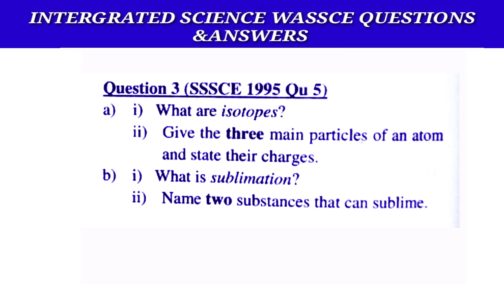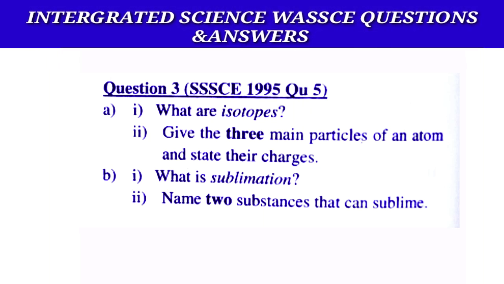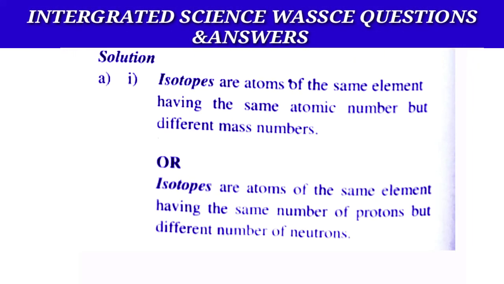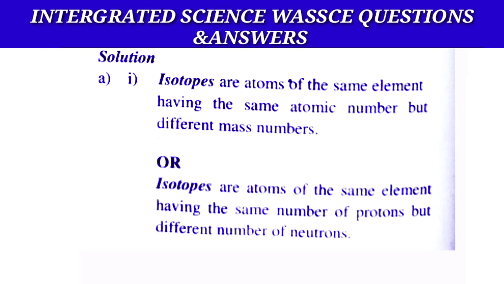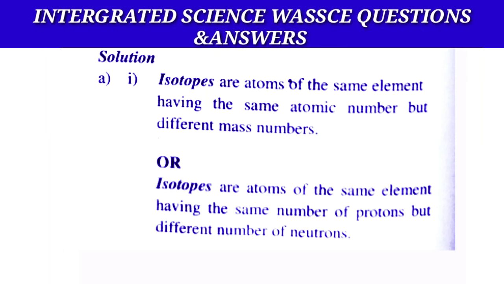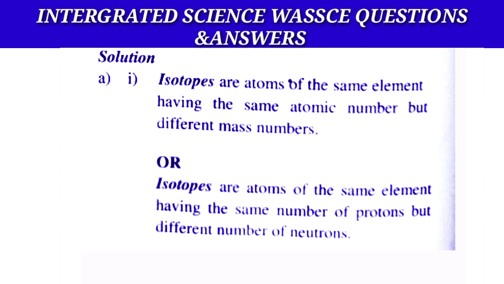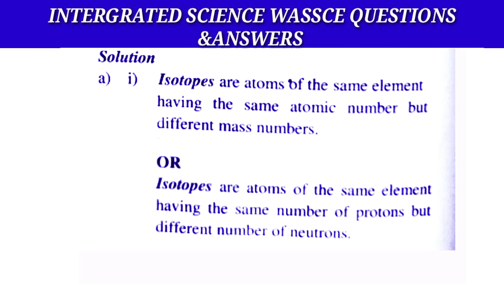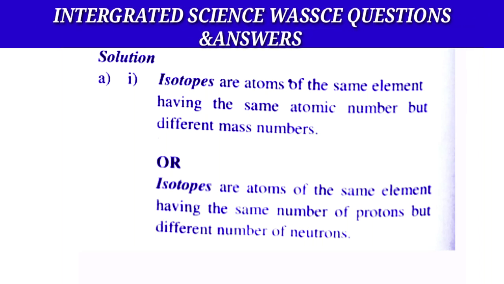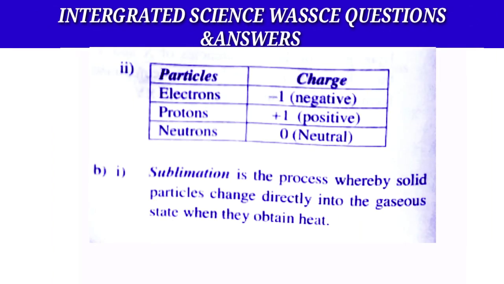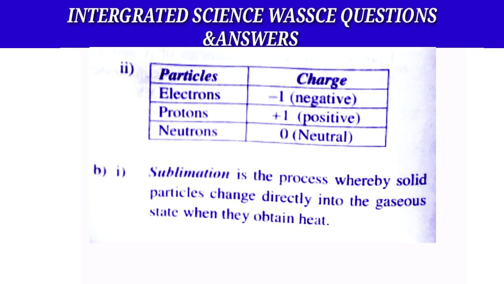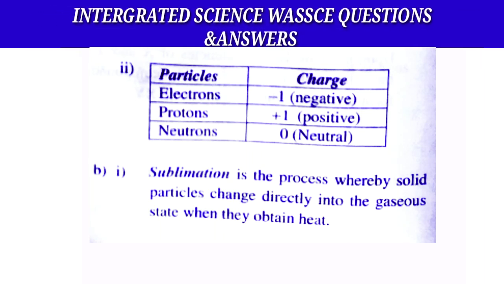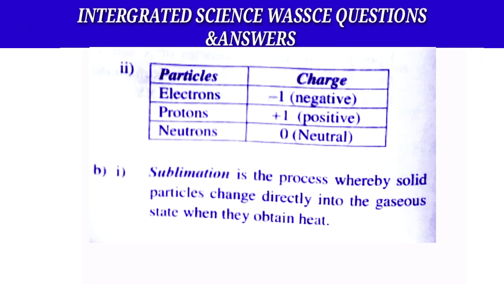What are isotopes? Give the three main particles of an atom and state their charges. What is sublimation? Name two substances that can sublime. Isotopes are atoms of the same element having the same atomic number but different mass number. Or isotopes are atoms of the same element having the same number of protons but different number of neutrons. So particles and their charges: electrons -1, protons +1, and neutrons 0, neutral.